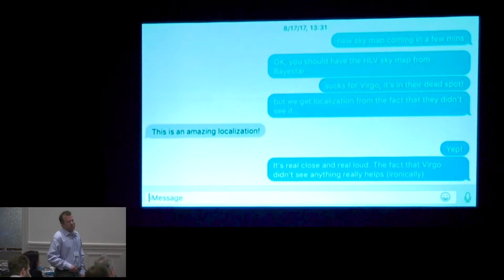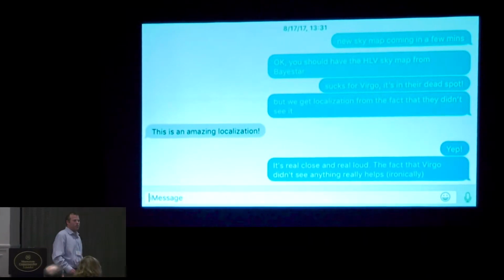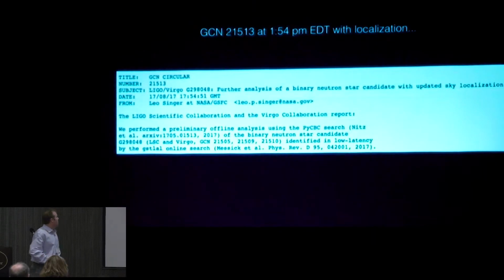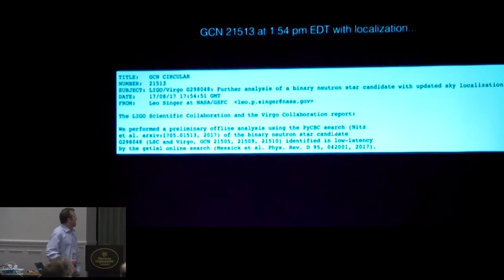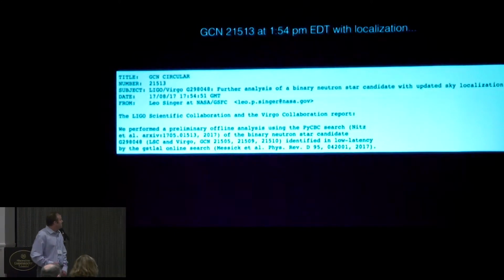And the reaction from the astronomy community was, this is an amazing localization. And it truly was. This is much better than I thought we would get in the first years of the Advanced LIGO-Virgo network. So here's the official notification. It went out at 1:54 p.m. EDT with the sky localization. So this is the preliminary offline analysis of the candidate identified in low latency by GstLAL. This contained all the sky localization that went out to the EM community.